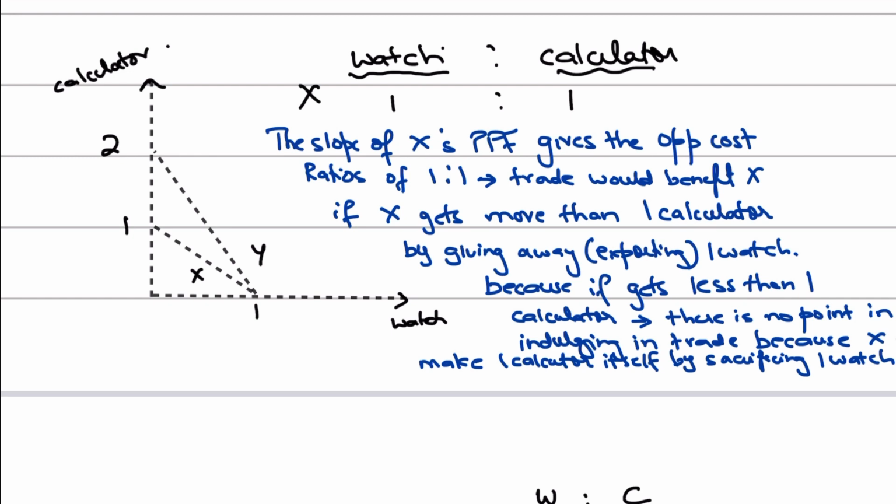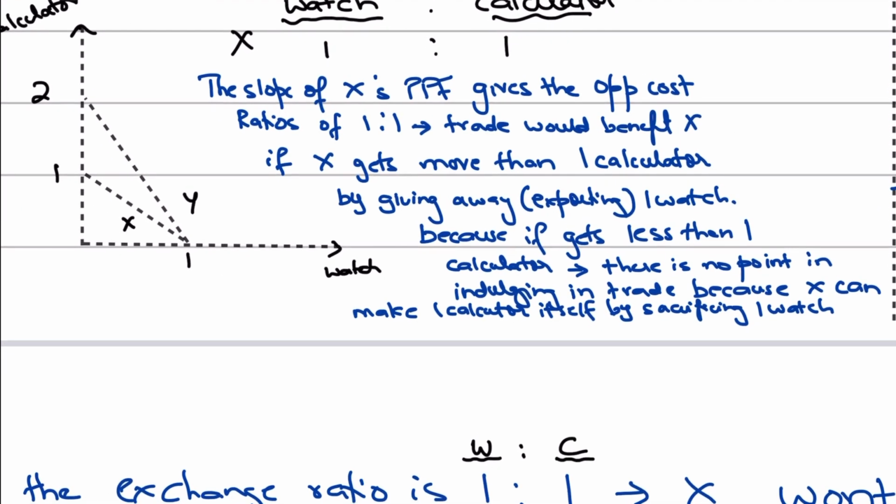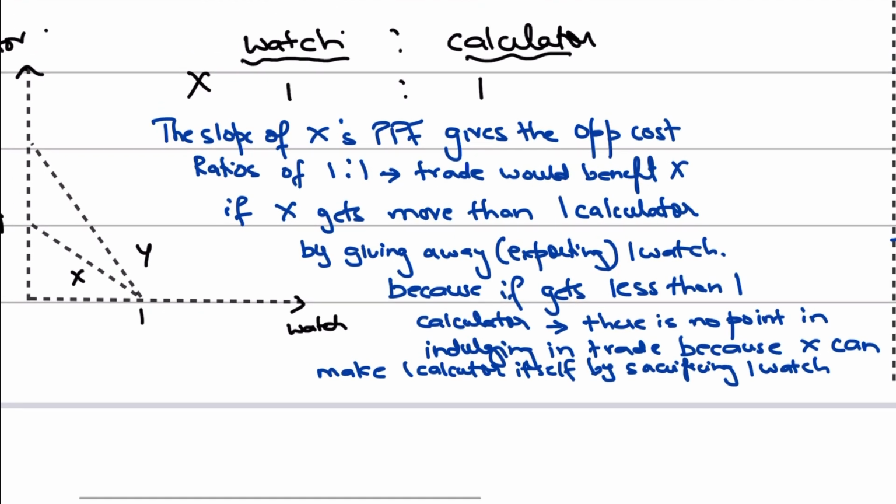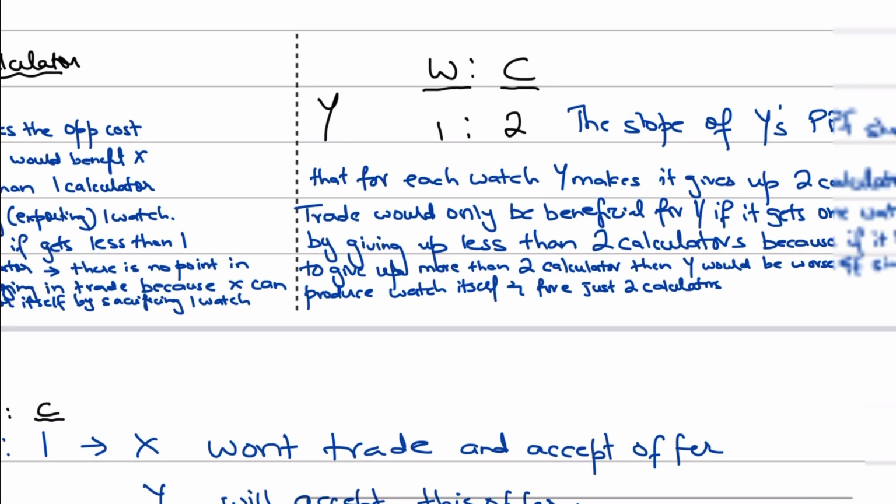Because if it's not getting more than one calculator, let's say it's getting less than one calculator, then what's the point of entering into the trade with country Y? Because if it's getting less than one calculator, then it was better off making the calculator itself by sacrificing the same one watch. Same goes for country Y as well.